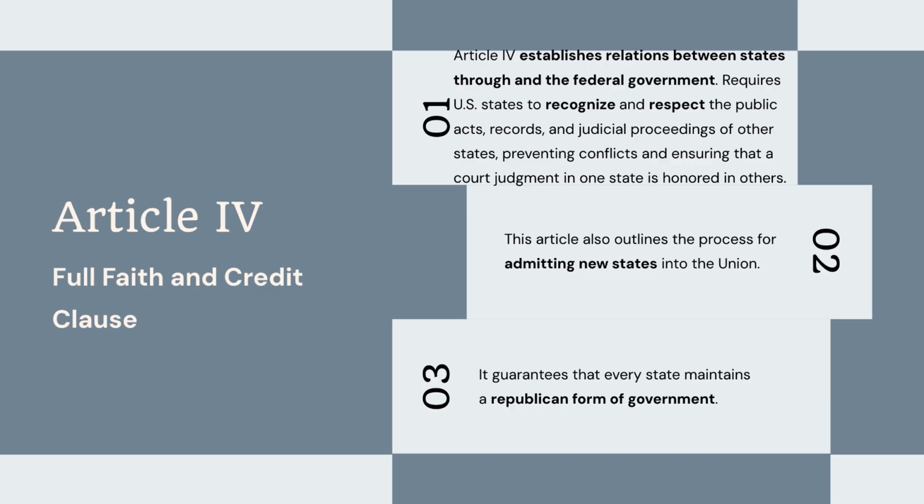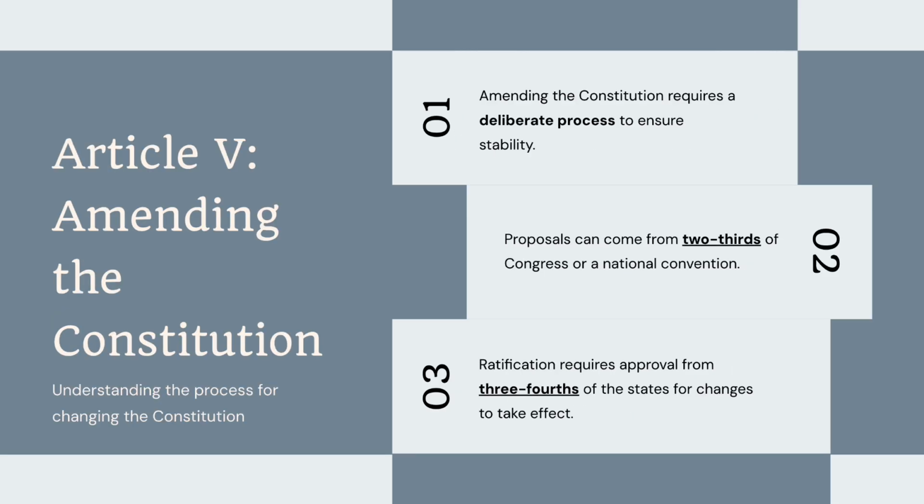Article 5. Amending the Constitution. Understanding the process for changing the Constitution is important. First, amending the Constitution requires a deliberate process to ensure stability. Second, proposals can come from 2/3 of Congress or a national convention. Third, ratification requires approval from 3/4 of the states for changes to take effect.